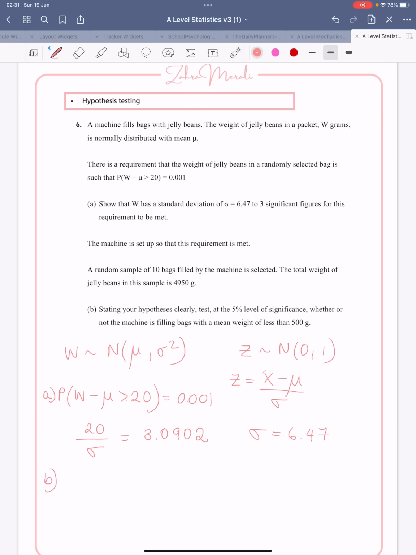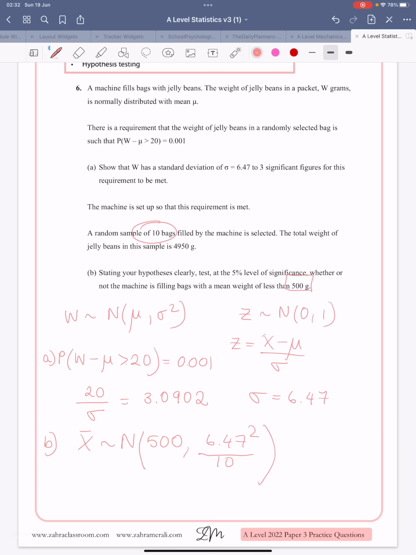Now for part B, we've got a sample with normal distribution. So remember, we need to do that X bar, where the n is the sample size, which is 10. The mean weight is 500, and our standard deviation is 6.47 squared over our sample of 10. We're testing a hypothesis again. So H0, always the mean. H1, we're saying it's less than 500. We calculate X bar, following the sign in the H1, which is less than, and we've got 4950 divided by 10, which is going to give you 495.